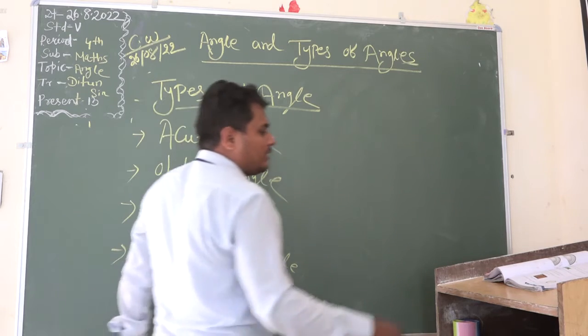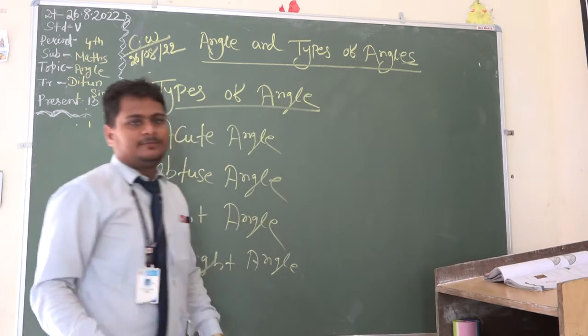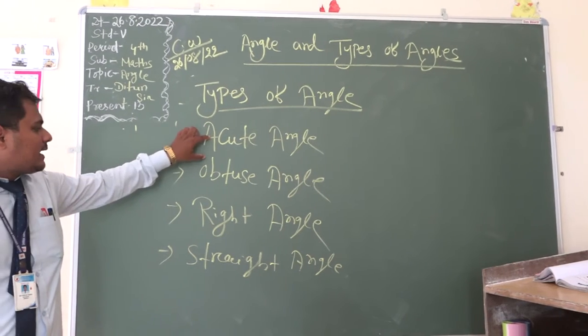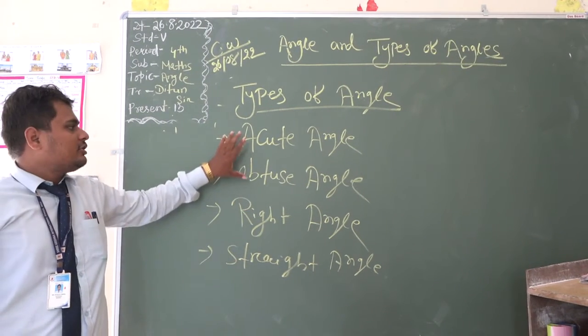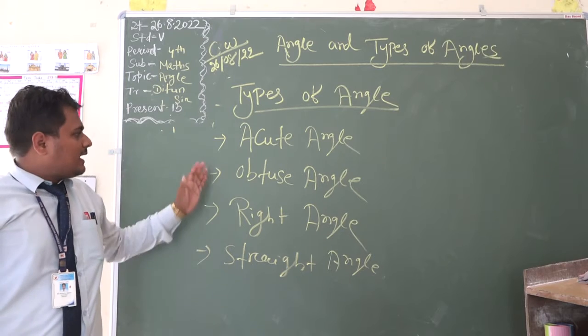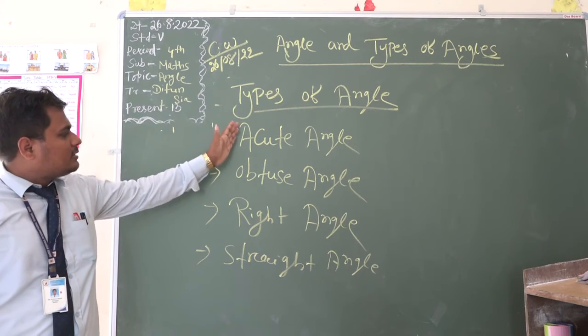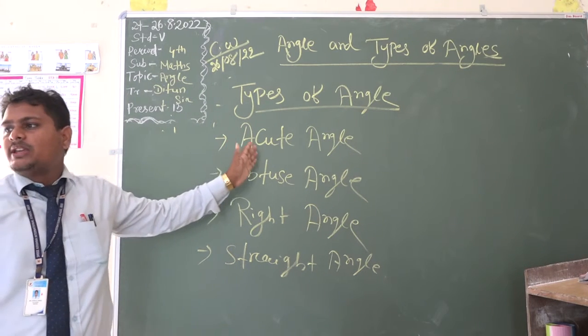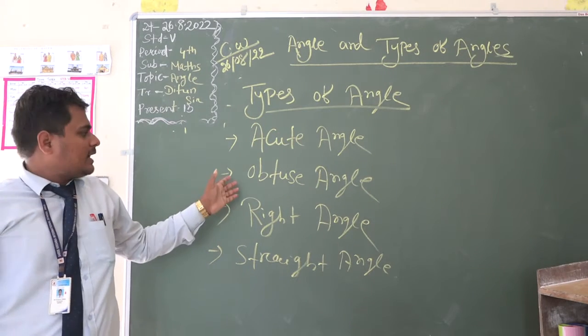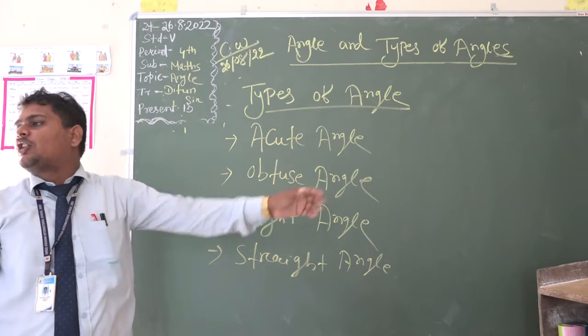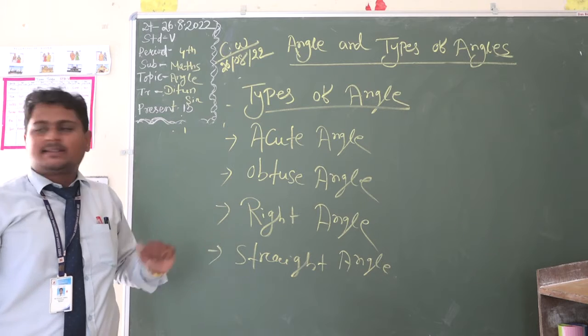Okay. So there are four angles. How many angles? Acute angle, obtuse angle, right angle and straight angle. So these are the four angles. Now we will discuss these four angles, and the measurement of angle for each: acute, obtuse, right angle and straight angle.